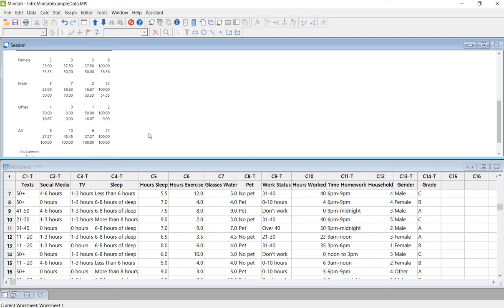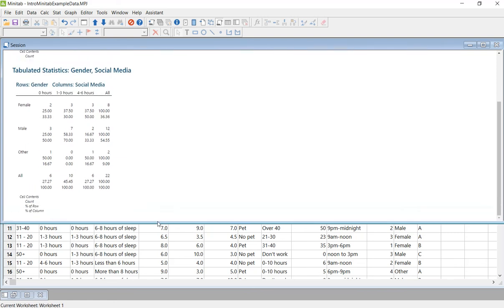Well, first of all, there is a reminder down here. I'm going to go ahead and do this so we can see the whole thing. It tells you the cell contents are the count. So the count is that very first number, that 2. The percent of the row is the next number. And the percent of the column is the third number.